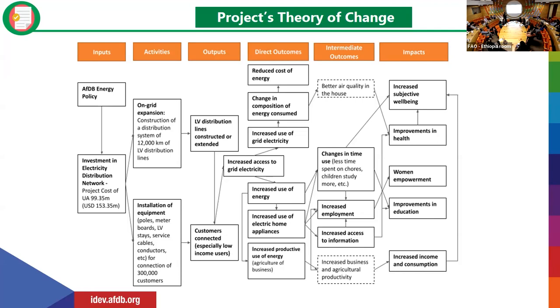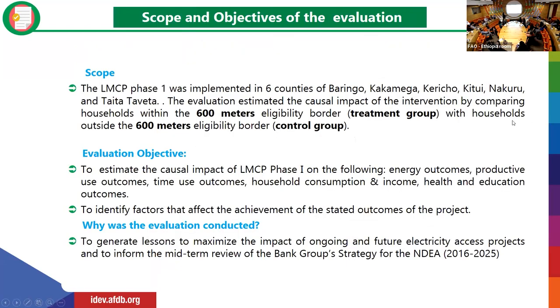And then we also looked at other outcomes along the theory of change, like better air quality in the house, changes in the use, less time spent on chores, children study, etc., and increased employment, increased access to information, increased business and agricultural productivity. So arising from increased productive use of electricity and other higher level outcomes such as stability, well-being, improvements in health, women empowerment, improvements in education, and increased household income and consumption. Can I move to the next slide?